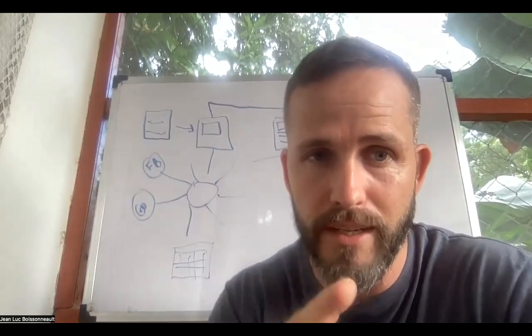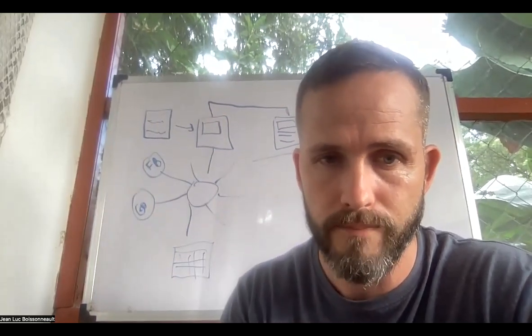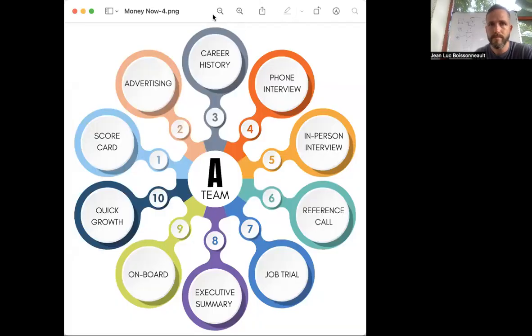So I'm going to share my screen now. It's going to show you this 10-step process. Okay, so bear with me. There we go. So there's the 10-step process on the career history. This is my system. It's called the A team. It's how you get the A team on your team.